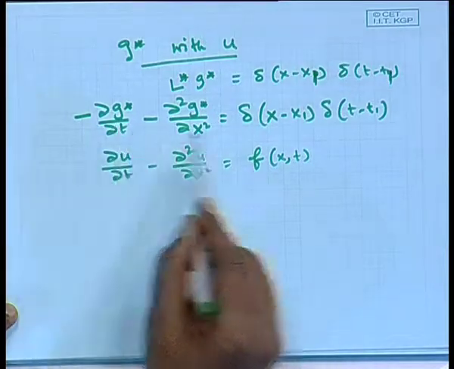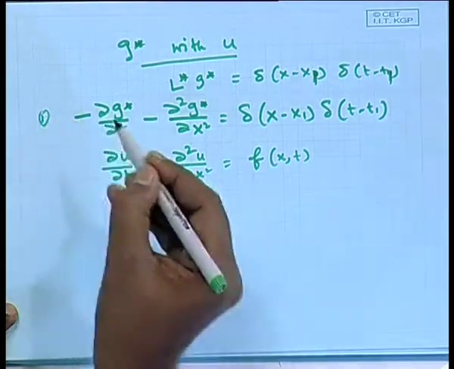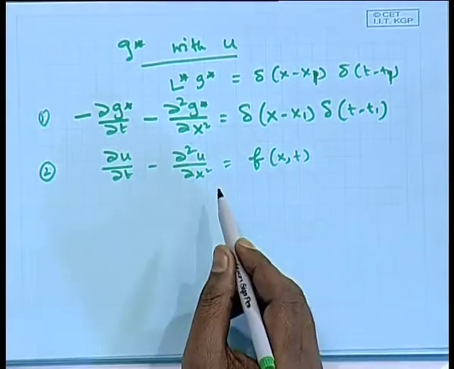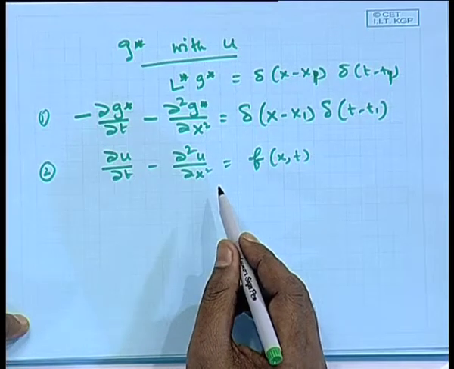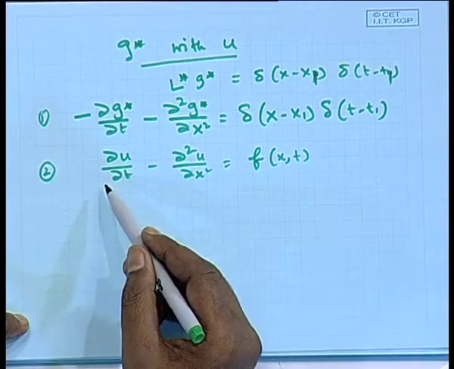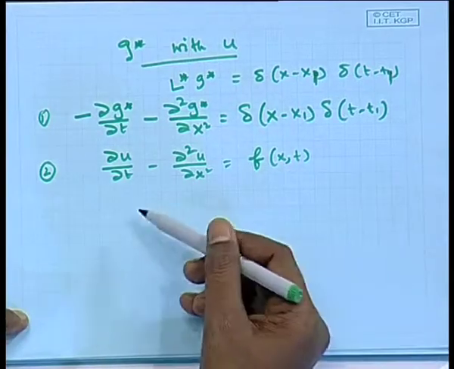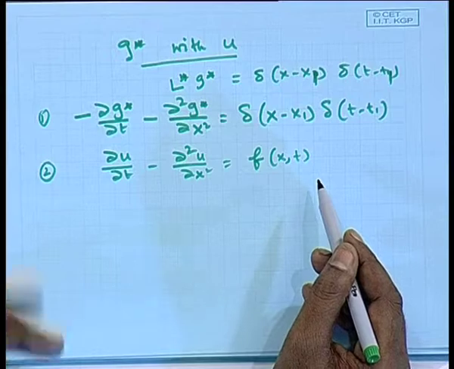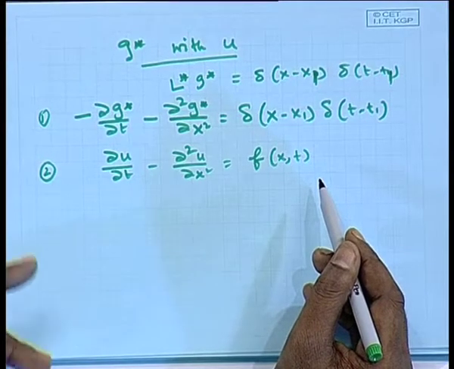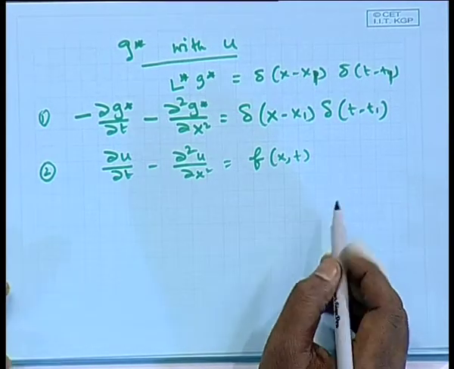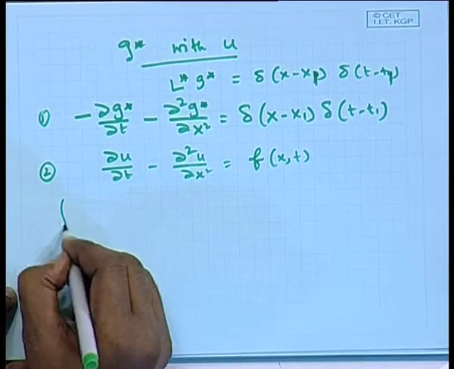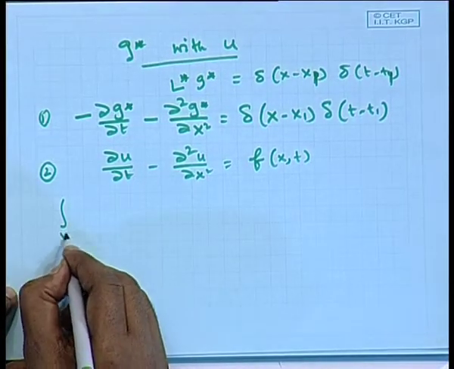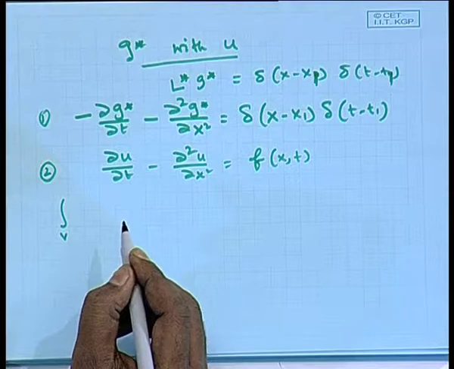Let us say this is equation number 1, this is equation number 2. You multiply equation number 1 by G star dx dt, multiply equation number 2 by u dx dt, integrate and subtract. That is how you can connect two differential equations. So if you do that, I am writing it over volume. Volume means it is basically the double integral dx dt.